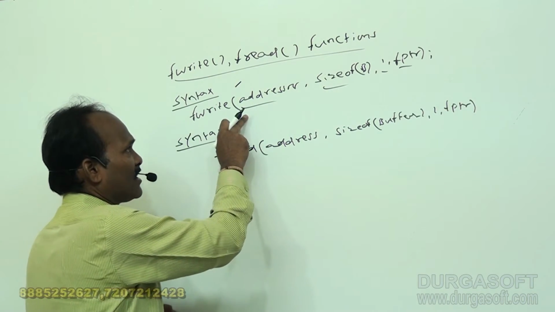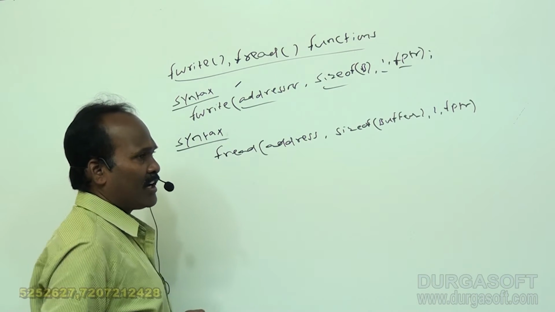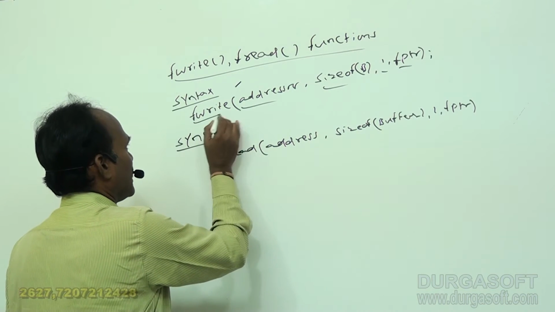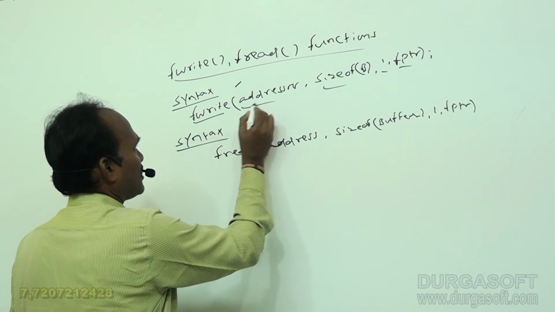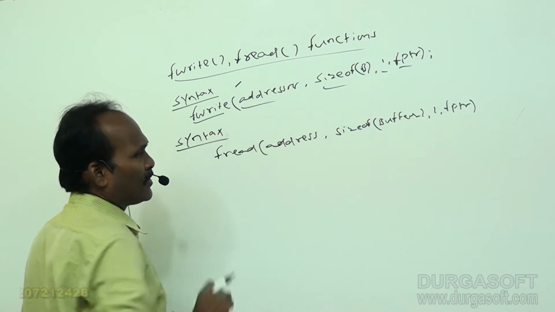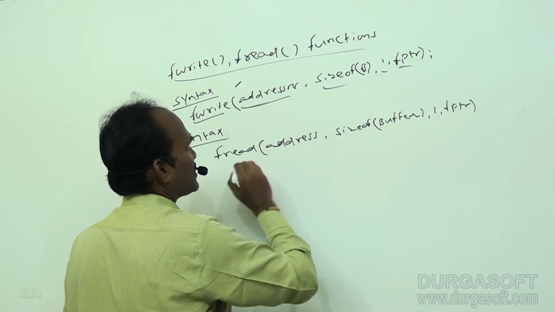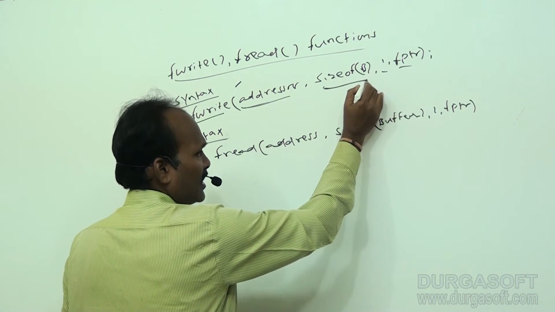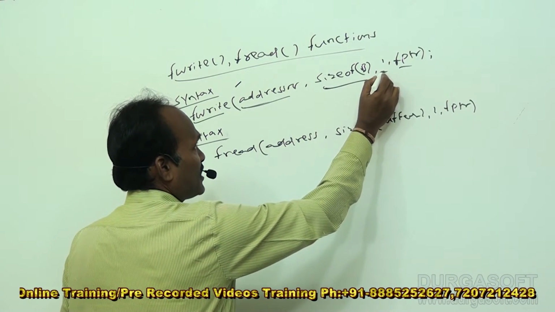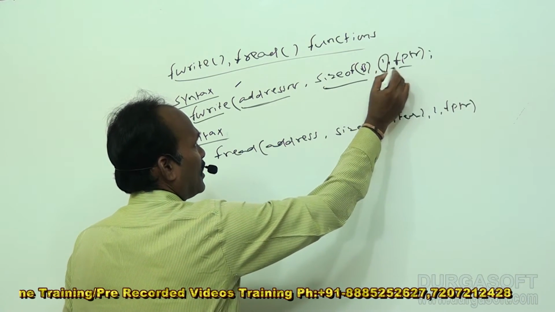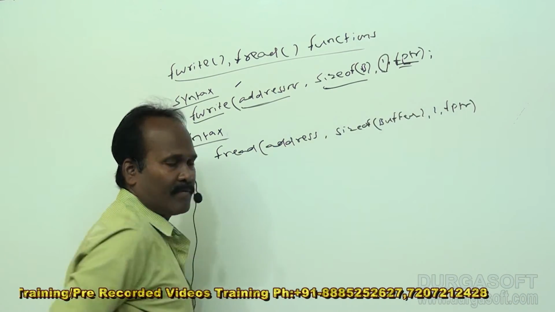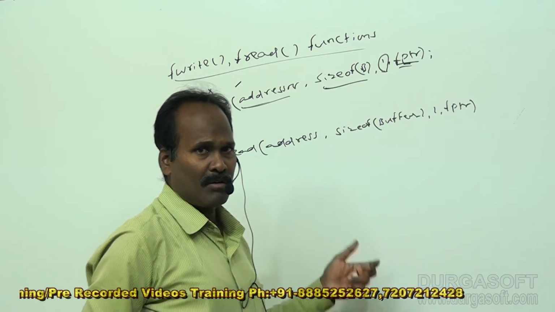So how to write a structure? In order to write a structure record, we have this format: fwrite. The fwrite function is going to take 4 arguments. What are the 4 arguments here? First one is the address. Second one is the size of the structure. Next one is how many records you want to store. And the last one is the file pointer, which you want to write to.